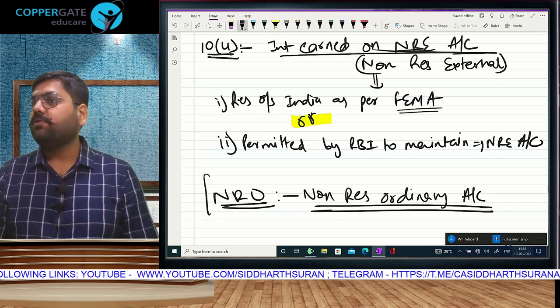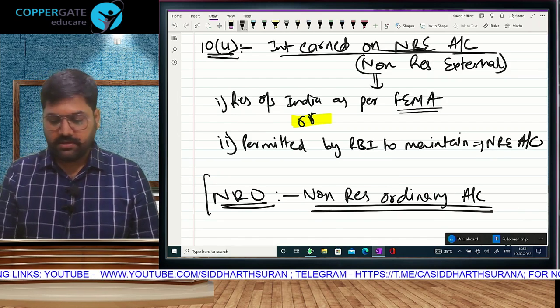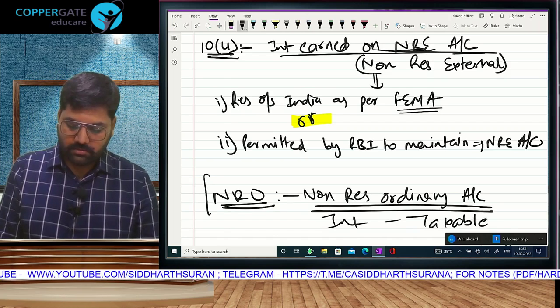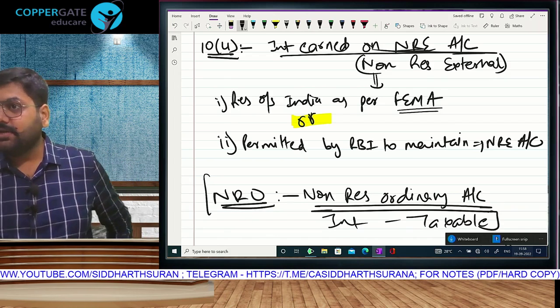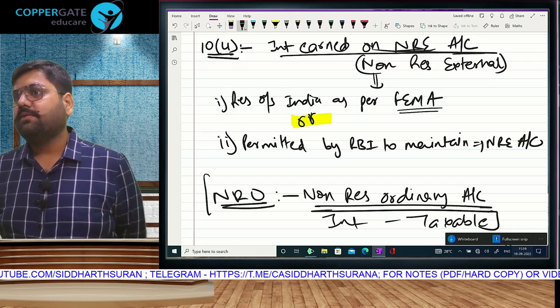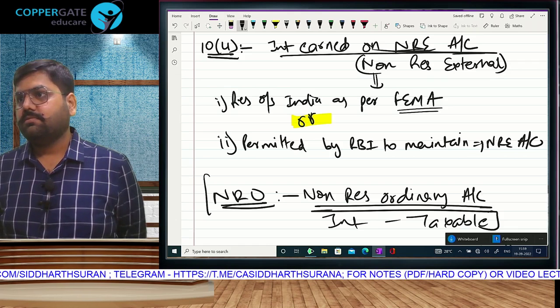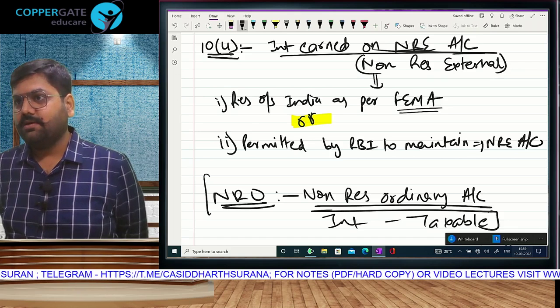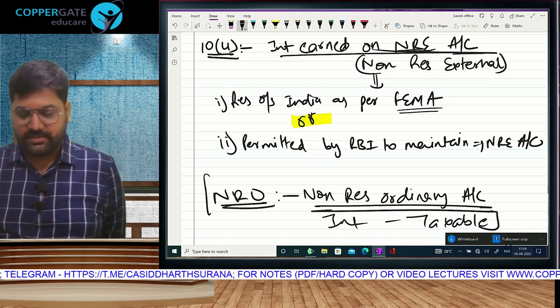Interest, so that account will also give interest. Any bank account will give you interest. इसका interest is taxable. इसका interest is going to be taxable. आप समझा क्या?